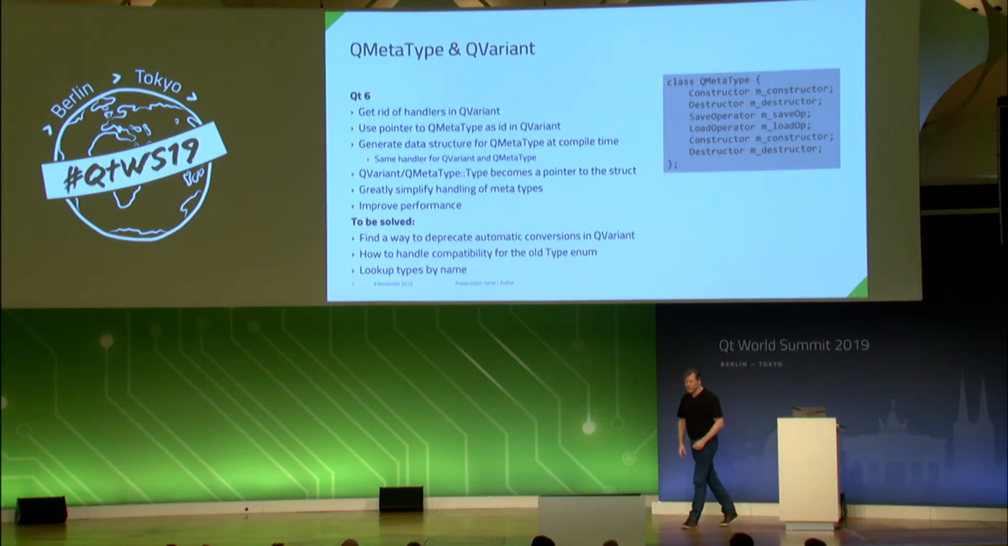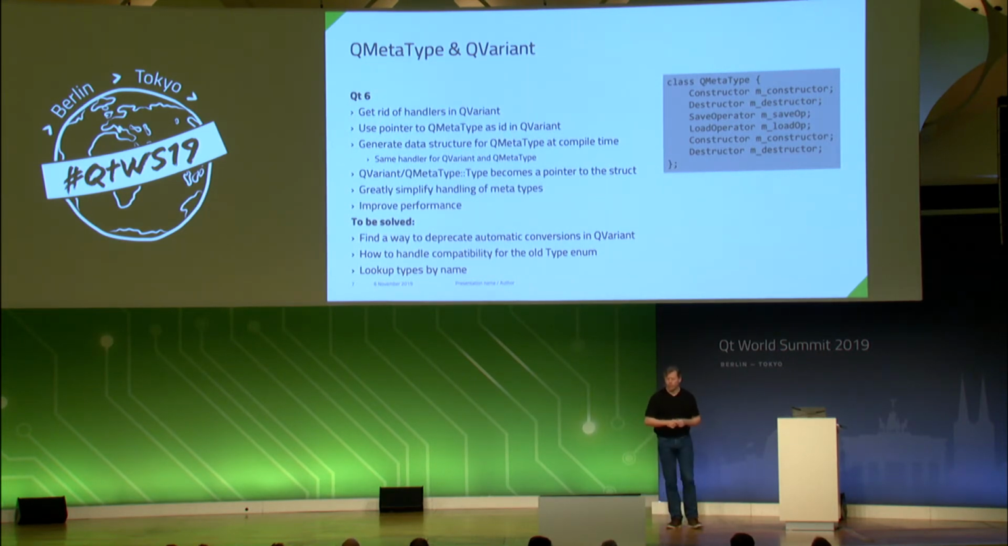So for Qt 6, we want to fix that, get rid of those handlers in QVariant and use a pointer to a meta type as the ID in QVariant, instead of an integer ID that we currently have for our built-in types. Then you can register your own IDs for your types; the ID will be a pointer to a meta type data structure. That data structure is something that we can then generate at compile time. And it means also that we can have the same handlers for QVariant and QMetaType, and unify the handling between our built-in types and user-defined types. With that, we also improve performance.